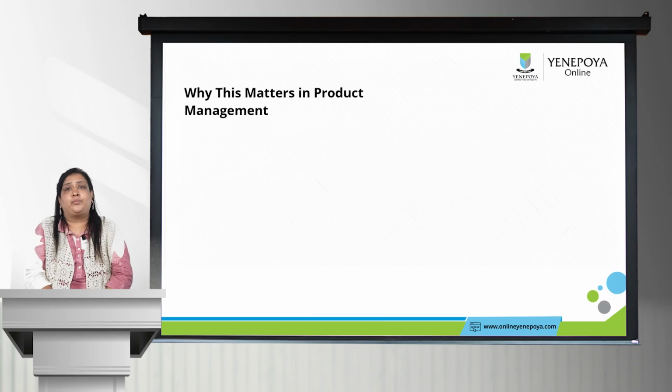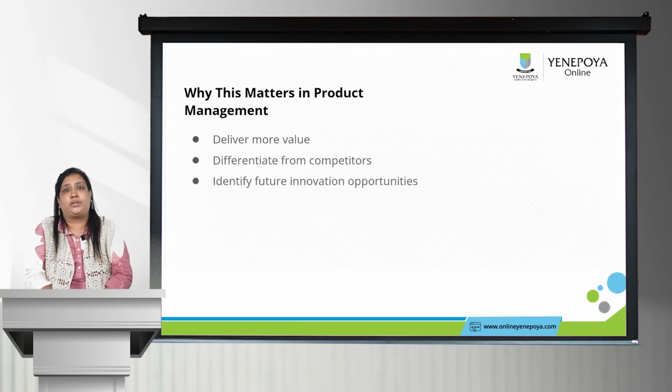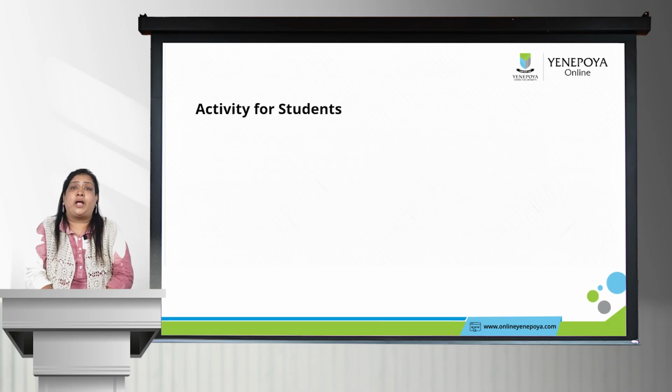Why does this matter in product management? Understanding these levels helps companies to deliver more value, differentiate from competitors, and also identify future innovation opportunities. Smart product managers always ask, what can we add that exceeds expectation, and what are the next level features we can develop? I have got one activity for the students.